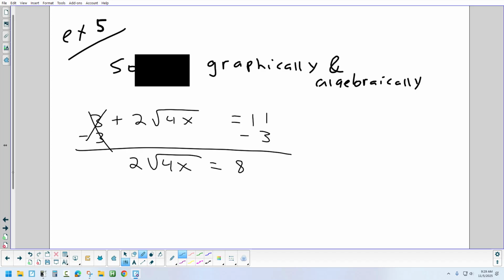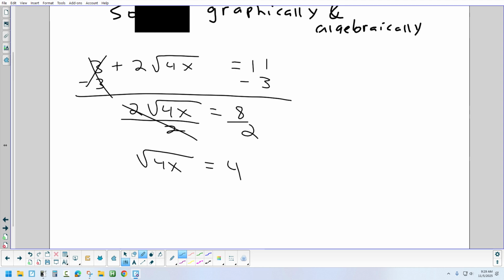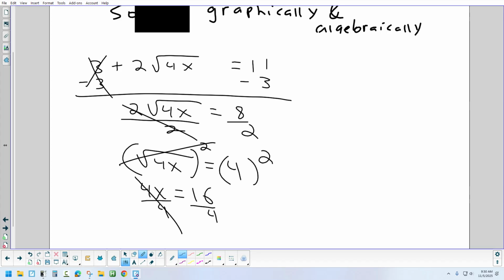Okay, and last step to get that radical by itself. Divide by 2. So I have the square root of 4x equals 4. What would I do on both sides? Square it. Square and square, those cancel. I get 4x equals how much? 16. And what's my last step? Divide by 4. What is 16 divided by 4? 4.